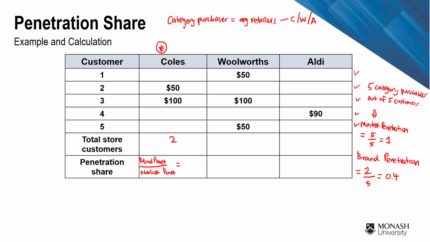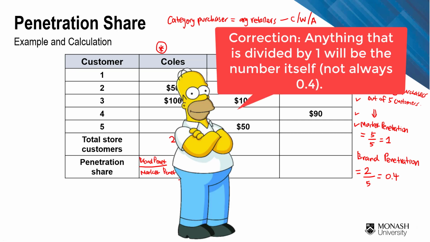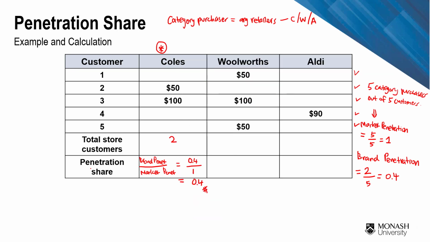Brand penetration is 0.4, and market penetration is 1. Anything that is divided by 1 will be 0.4. In this case, your brand penetration is your penetration share, because your market penetration is equal to 1. So you can just find the brand penetration, and that is equivalent to your penetration share. I hope that makes sense on how to calculate a penetration share.